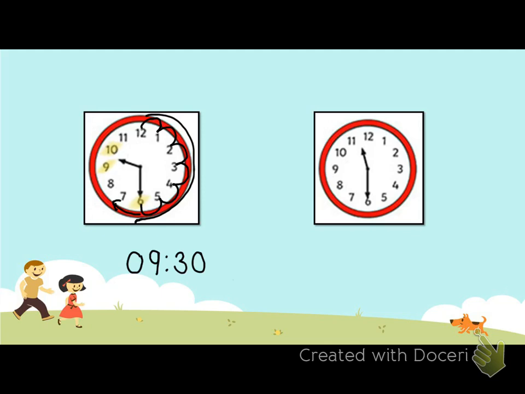Let's look at the next clock. Here the hour hand is between the 11 and the 12. And the minute hand is on the 6. So we will say it is half past 11, because the hour hand has passed the 11 and the minute hand is on the 6. The hour hand has travelled halfway.